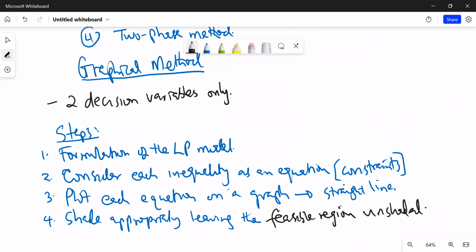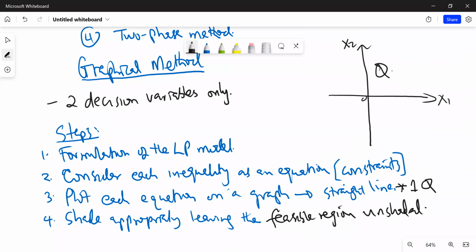So usually this kind of plotting in number 3 happens on what we call the first quadrant of the Cartesian plane. When you are drawing a graph, there are these 4 regions. So let's say this is x1, and this is x2. This is the origin. So all the plotting happens on this quadrant, because this is where all values of x1 and x2 are non-negative. So non-negativity is satisfied on this quadrant.